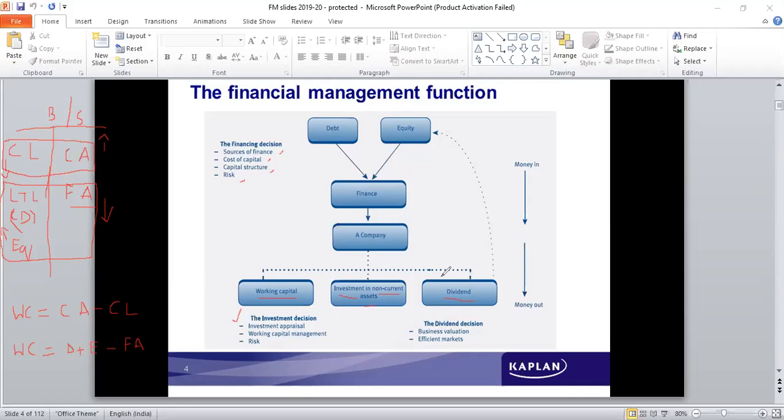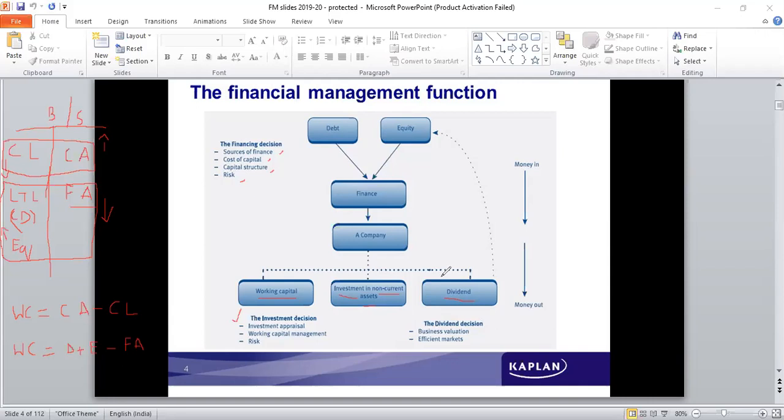So here, basically, the financial management function has three important decisions. The first one is the financing decision. What are the various types of finances which are to be raised and invested in the company? After the finances are raised, what are the assets in which the finances are invested? So we understand the classification as short-term current assets or long-term fixed assets, and the sources are short-term liabilities, long-term liabilities, both from the outsiders and the owners.